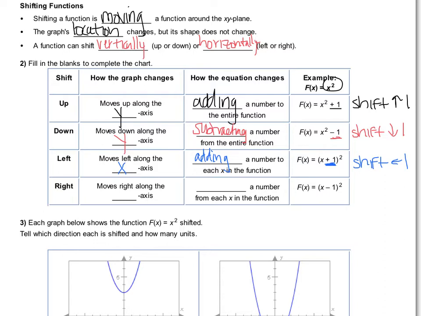And the same is true if I want to move it right. I'm again moving it along the x-axis, but to the right means I need to subtract a number from each x in the function. So that's why there's a minus 1 here. So minus 1 in the parentheses means that I'm shifting it to the right 1.